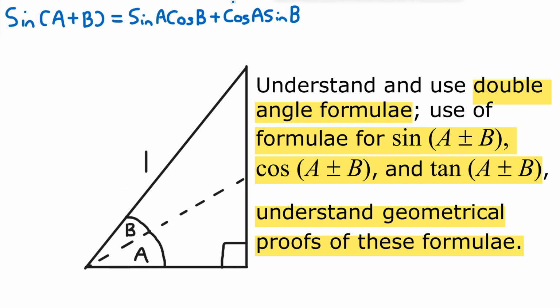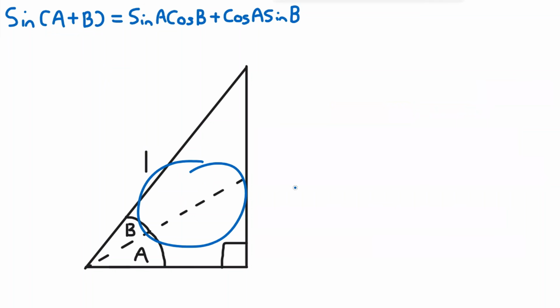Now, the specification says that you need to know how to prove these addition formulas. So let's start with sin of A plus B. And the best way to do it is to use this shape here. Now, don't worry about drawing any of the shapes that I show here. They'll give you the shapes in the exam, but you need to understand the trigonometry that's going on. So we have a right angle triangle with a right angle here and this side of a length of 1. And we have this line here that splits this angle into the two smaller angles, A and B, like this.